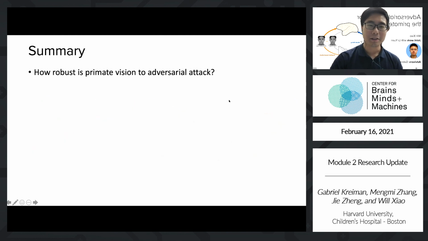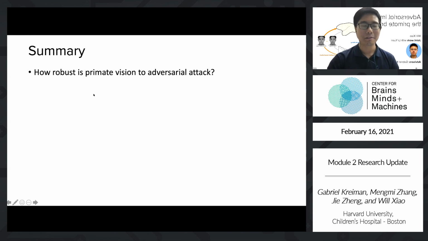Okay, to summarize what I talked about, I want to recall the question at the beginning, which is how robust is primate vision to adversarial attack? And if you only take one message away from this talk, I hope it is that it is not insane to ask this question. This can be a well-defined question and can be useful. And I would like to argue that this question needs a quantitative answer.